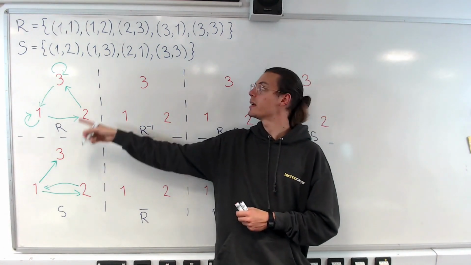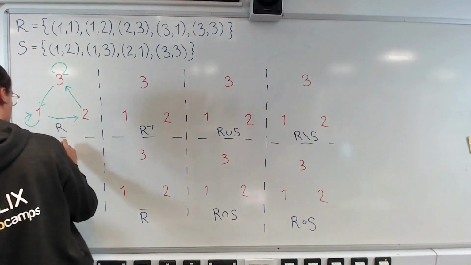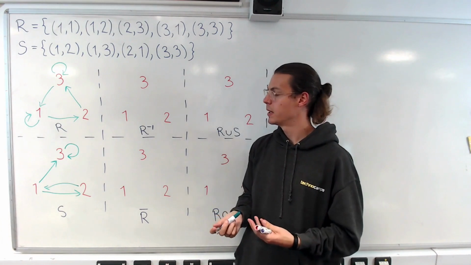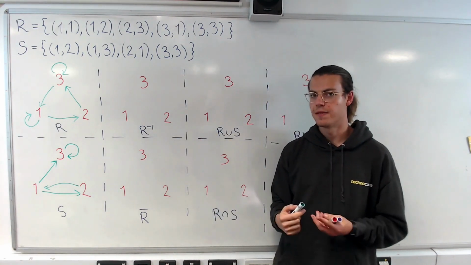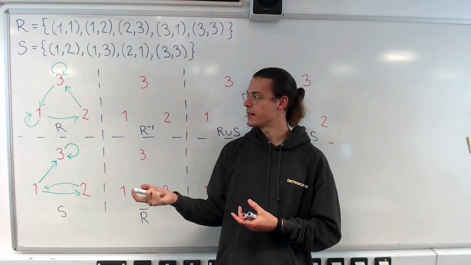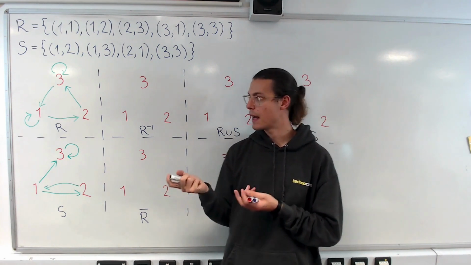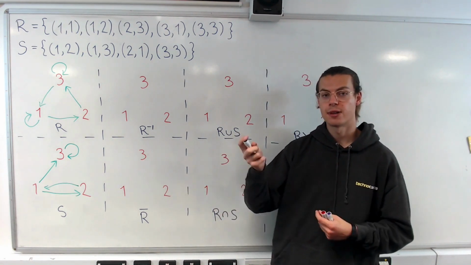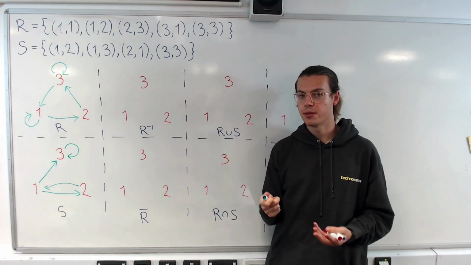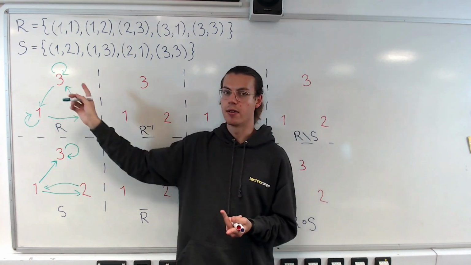And 3 is related to just itself. There's R and S. Let's move on now to R inverse, the inverse of R. Now, X is related to Y by the inverse of R if and only if Y is related to X by R. So in order to draw the inverse, all we need to do is flip the direction of each arrow in R.